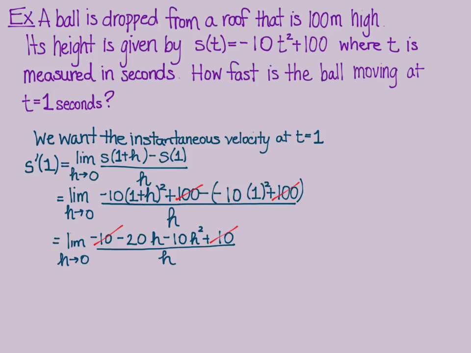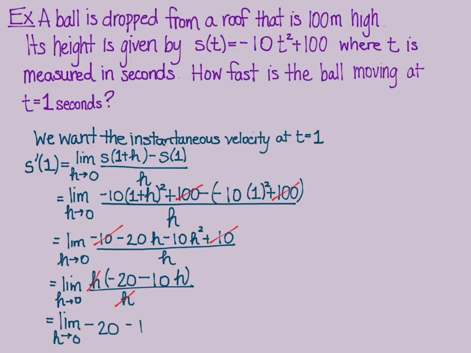The 10's cancel from the numerator, and now notice that we have an h in every term of the numerator. So I can factor an h out of every term, and I end up with h times negative 20 minus 10h all over h. Since the h is being multiplied through every term of the numerator, we can cancel the h from the top and the bottom. And now, doing direct substitution, we get negative 20 minus 10 times 0, or negative 20.